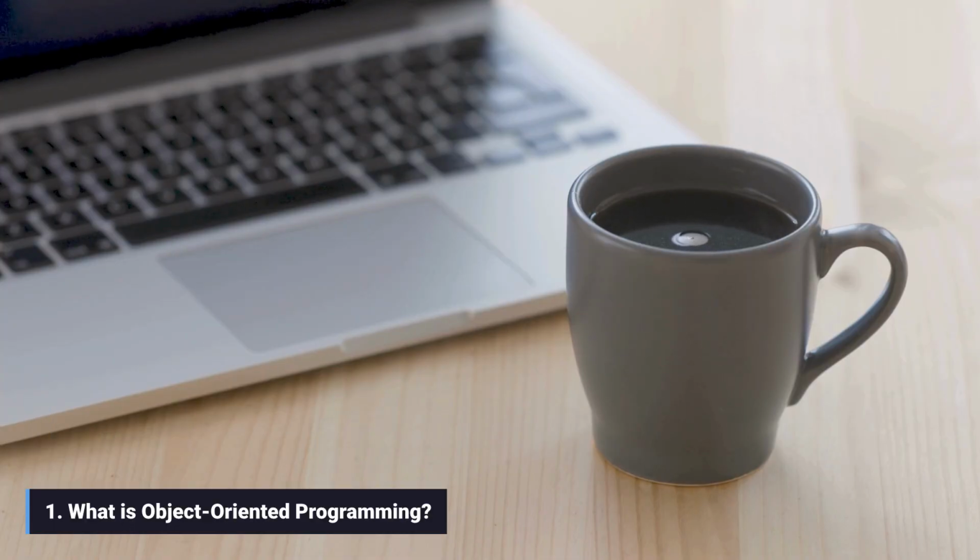1. What is object-oriented programming? OOP is a method of designing programs using concepts like classes and objects. Instead of viewing a program as a sequence of steps, we view it as a collection of interacting objects. Think of a car. It's an object with attributes like color and speed, and actions like accelerate and brake.